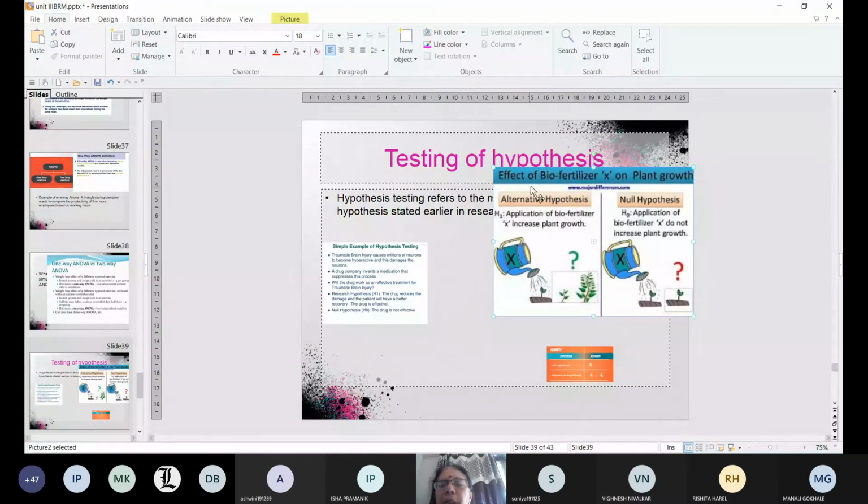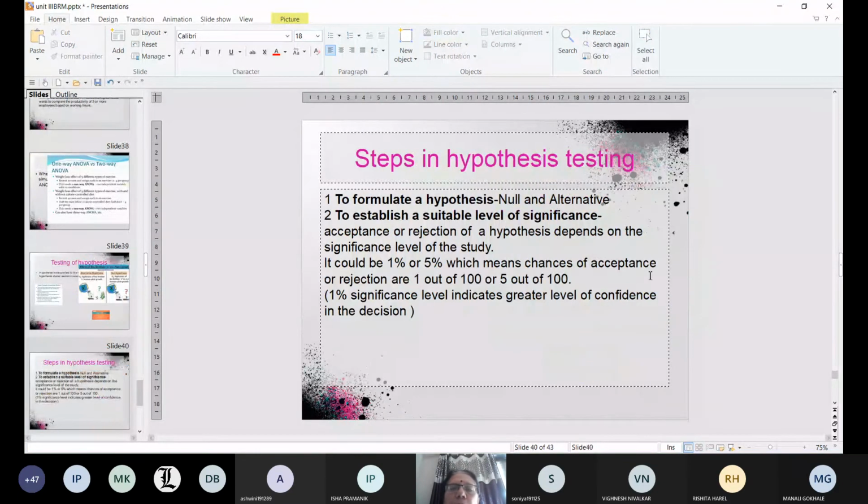This is an experiment or research on the effect of a biofertilizer on plant growth. The researcher believes that the biofertilizer increases plant growth. So what will the researcher do? The null hypothesis he will use is: application of biofertilizer does not increase plant growth. Mark these words, does not. It is the negation of what he or she believes in. And the alternative hypothesis will be what he or she believes, that application of biofertilizer will increase plant growth.